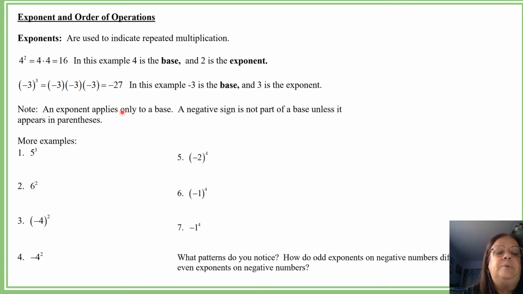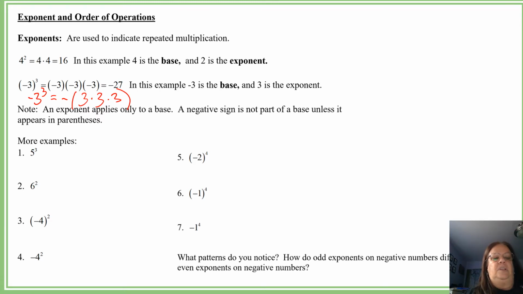Okay? An exponent applies only to the base. A negative sign is not part of a base unless it appears in parentheses, like what you see here. On the other hand, if what you saw was negative 3 cubed, this actually means negative 3 times 3 times 3. Whole different thing. Okay, but the answer would end up the same. But if you had an even number, it wouldn't.